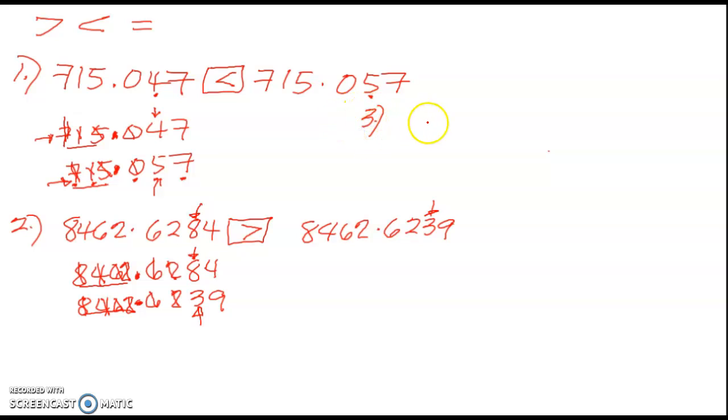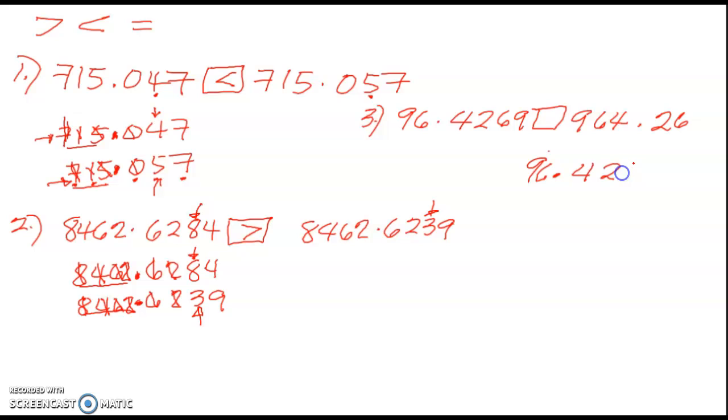Okay, so third example, we have here 96 and 4,269. Compare that with 964 and 26 hundredths. Okay, so again, align that according to its decimal point, according to the place value of its digits. So the first one is 96, and 4,269 ten thousandths. This is 6, okay.